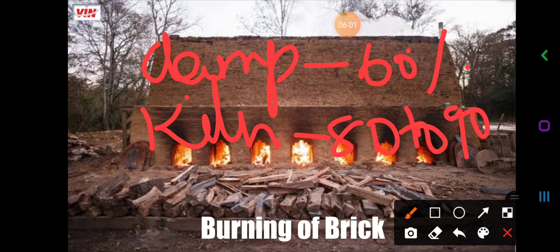The burning of bricks in a kiln is completed in 24 hours at a temperature of about 1000 degrees Celsius to 1200 degrees Celsius. After burning, the bricks in the kiln require about 12 days to cool, 12 days to cool for the unloading process.